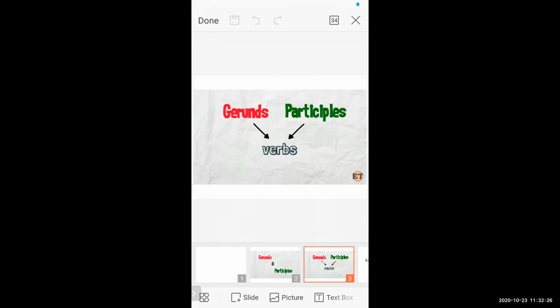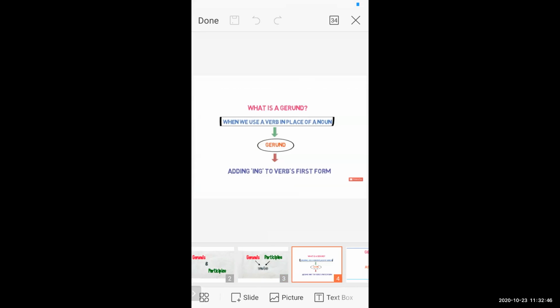Now, students, most students get confused about how to identify, analyze and differentiate the gerund and participle. So if you want to overcome this confusion, you have to follow the lesson properly and attentively. Let us first discuss what a gerund is.